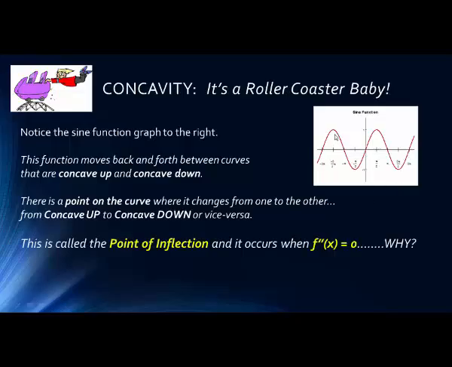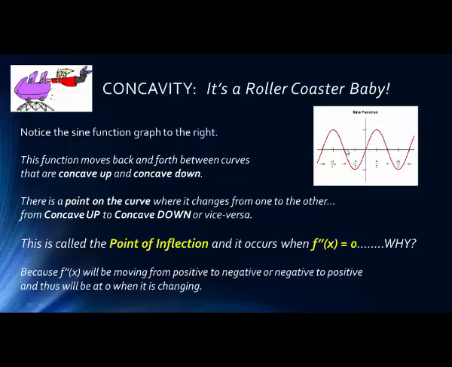The point where it goes from concave down to up, or from concave up to down, is called the point of inflection. And it occurs when the second derivative is equal to 0. So notice that as we move from concave down to concave up, we're moving from positive to negative or negative to positive. So at that point, it's actually going to be equal to 0. When we go from a positive number to a negative number, we have to cross 0. And vice versa. If we're moving from a negative number, say -2, to a positive number, say +2, somewhere in between there, it has to be equal to 0.